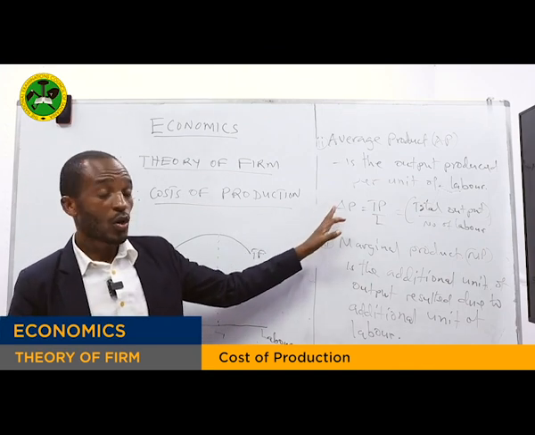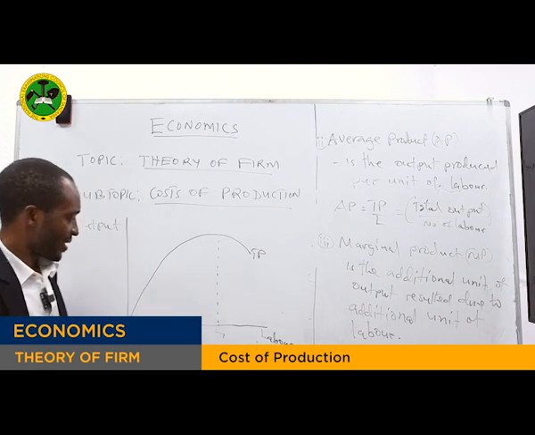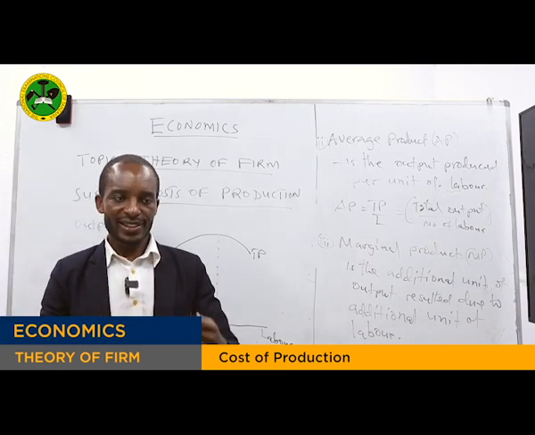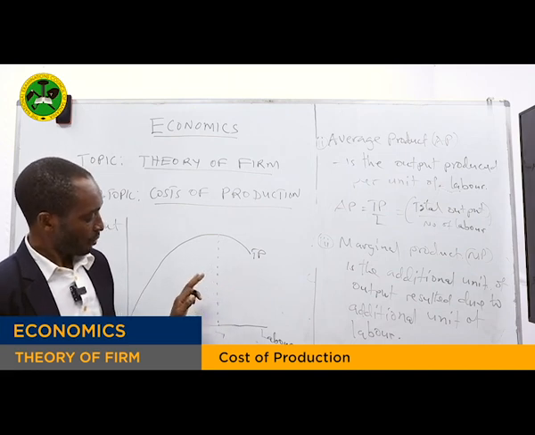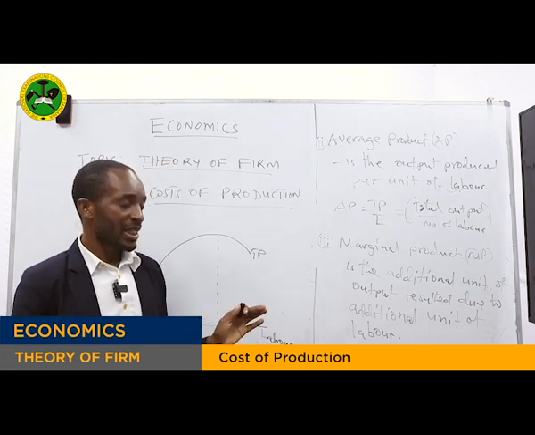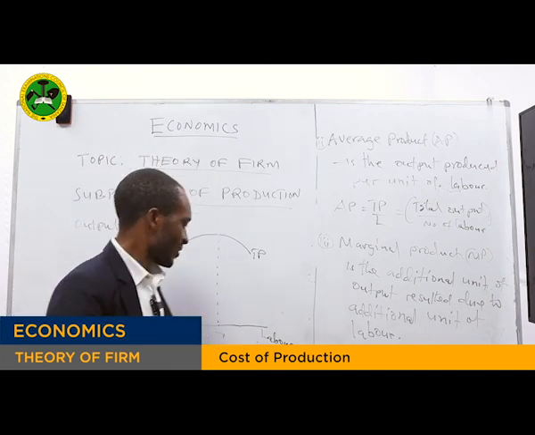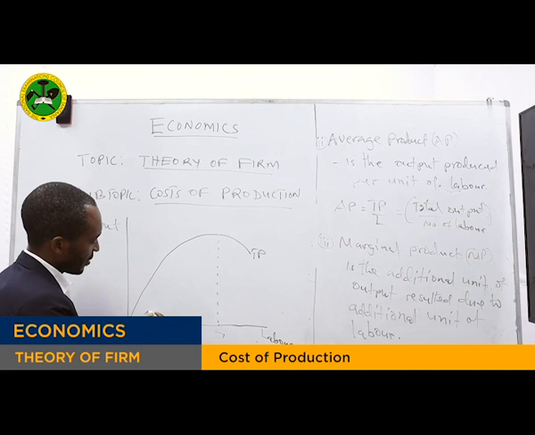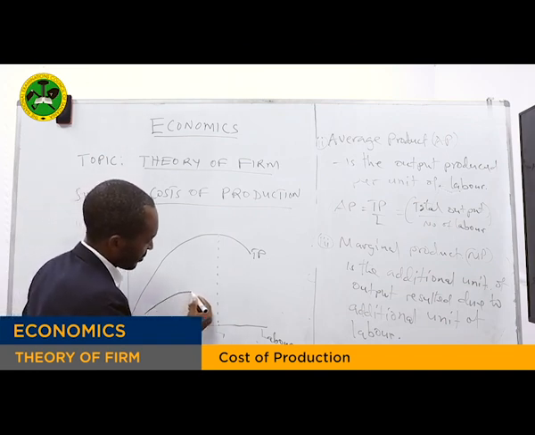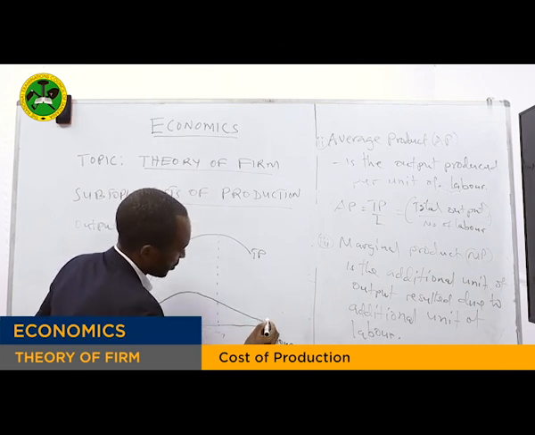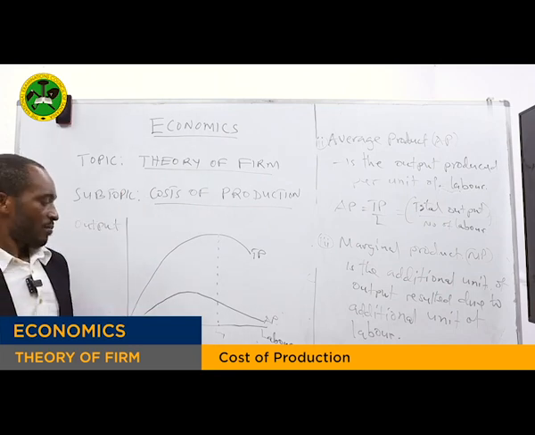Average product. Now, the average product curve, this one: at the beginning, as I employ units of labor, the average product, or the output per worker, will increase, and will reach a level where the average product is at a maximum. Then it will reach a point when the average product starts to decline. So the average product will start to increase, then reach a maximum, then start to decline. This one will be the average product.